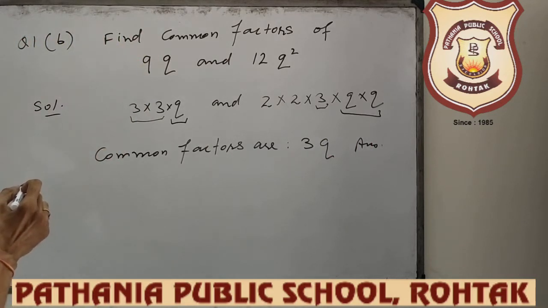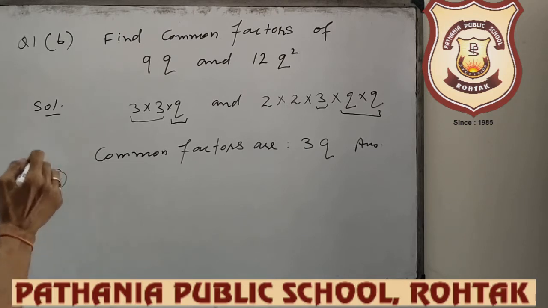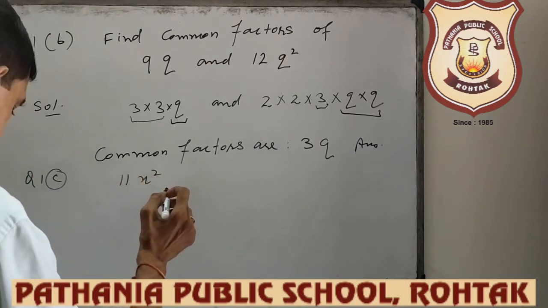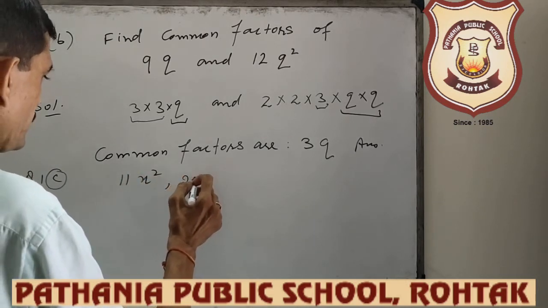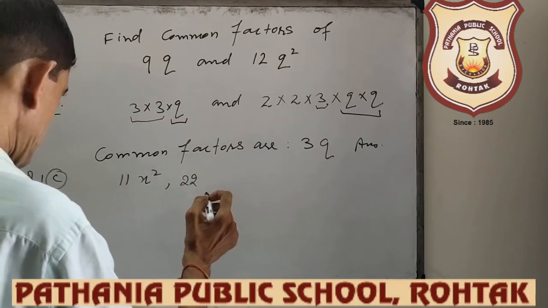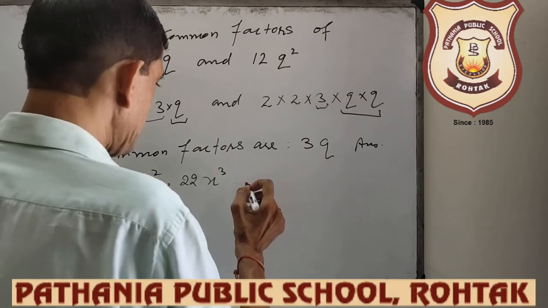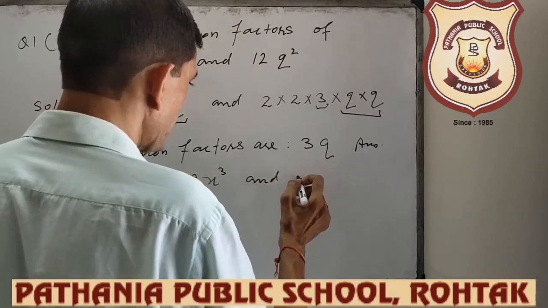In this way, these are the algebraic expressions. Now the next part is question number 1, part C. What is inside it? Find the common factors of 11x square, 22x cube and 33x raised to the power 4.